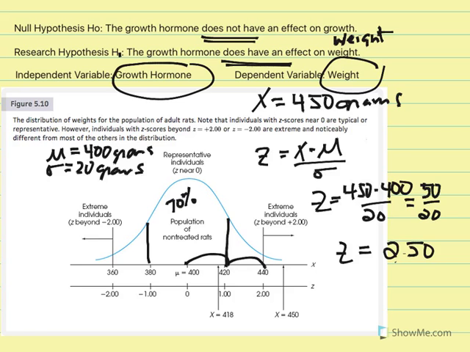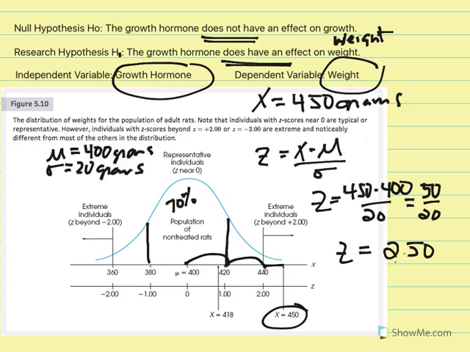So 1, 2, and then a half. So the score of 450 is 2.5 standard deviation units above. And again, we had indicated that this idea of noticeably different is defined by values that are beyond 2 standard deviation units. So this falls into what we would refer to as extreme or noticeably different. And this is giving us evidence to indicate we have support for the research hypothesis.